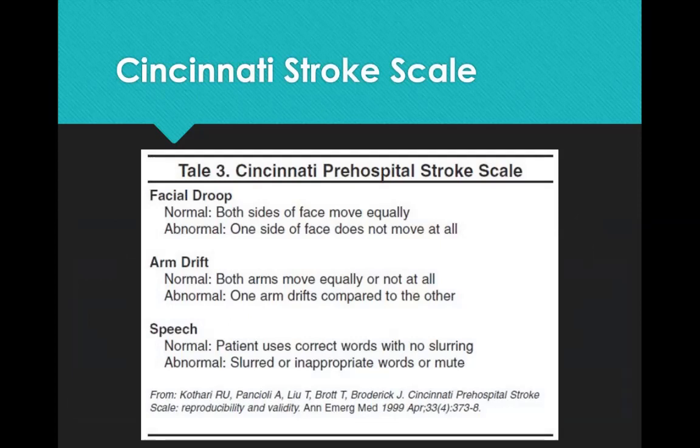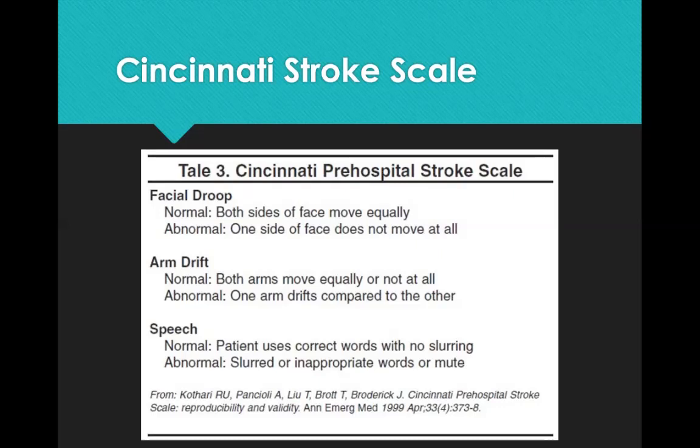Some different ways we can evaluate somebody to find out if we think they might be having a stroke. One of them is the Cincinnati Stroke Scale, in which we're looking for three different things: the facial droop, the arm drift, and speech. For facial droop, we check whether both sides of the face move equally. An abnormal response would be that one side of the face does not move at all. So you can literally just ask your patient, hey, can you smile for me? And see, do we have symmetric movement on both sides, or is one of the sides affected?